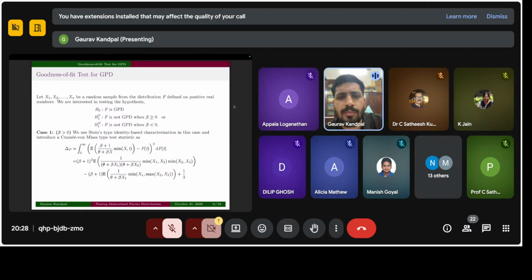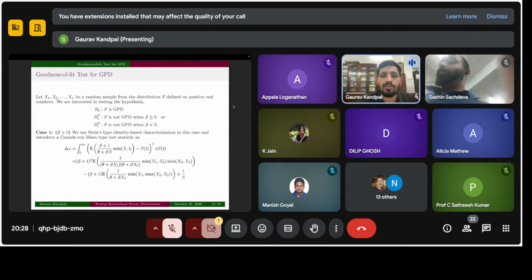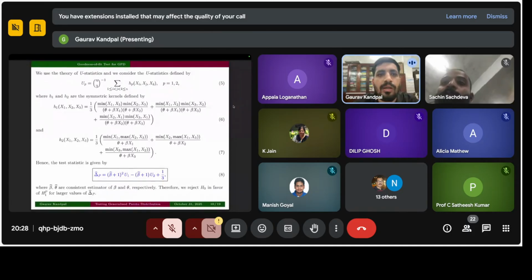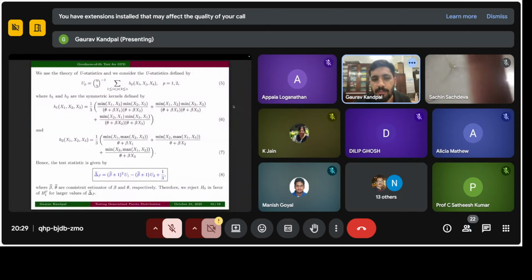Further, using the Fubini theorem and some other results, we got a simple expression, as given in the last line of our test statistic, which is (beta plus 1) square times expectation of some expression, minus (beta plus 1) times expectation of some expression, plus 1/3. To estimate this, we use U-statistics theory, and we consider the U-statistic defined by U_P, as you can see, and we have two symmetric kernels here, H1 and H2. Finally, our test statistic is given by equation number 8, which is in blue color, which is delta hat P. Here, beta hat and theta hat are consistent estimators of beta and theta. The test is to reject H0 in favor of H1P for larger values of delta hat P.